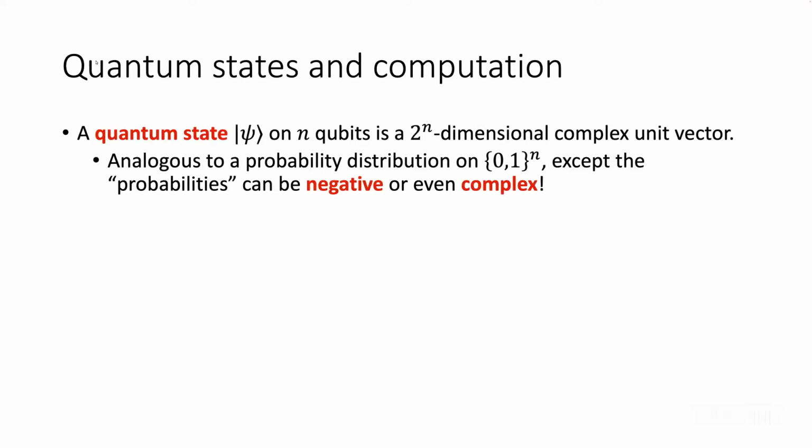Okay, so what about the quantum setting? So just to get us all on the same page, because I know not necessarily everyone has a quantum background, let me give you a quick crash course in quantum information. So in the quantum setting, a quantum state on n qubits, sort of quantum analog of bits, is represented by a 2 to the n dimensional complex unit vector. And you can think of it as analogous to a probability distribution over bit strings, except these probabilities can be not just positive numbers, but they can be negative or even complex numbers.